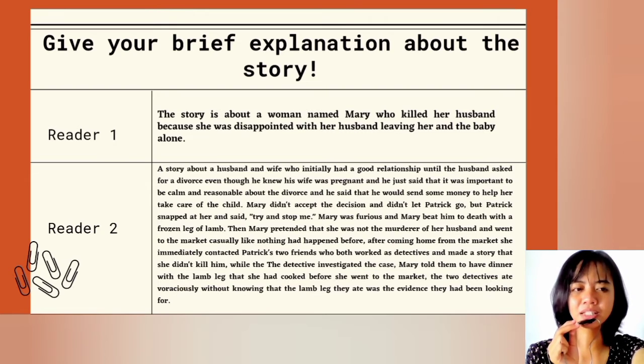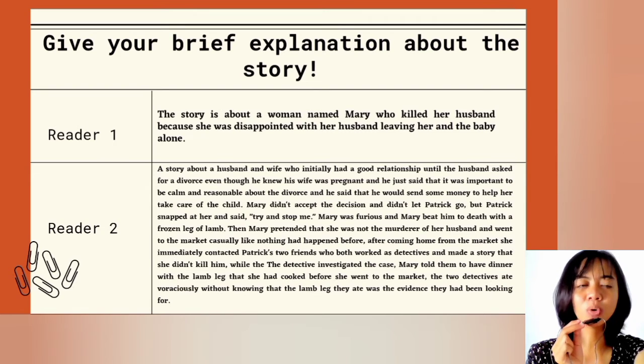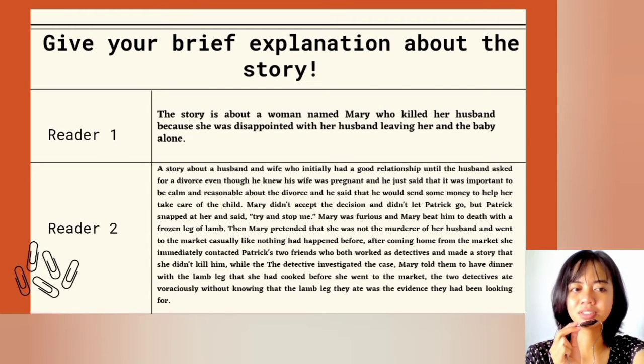she answered a little bit more detailed: a story about a husband and wife who initially had a good relationship until the husband asked for a divorce, even though he knew his wife was pregnant, and he just said that it was important to be calm and reasonable about the divorce, and that he would send some money to help her take care of the child. By hearing this, Mary didn't accept the decision and didn't let Patrick go. Patrick is the name of the husband, but Patrick snapped at her and said, "Try and stop me." Mary was furious, and Mary beat him to death with a frozen leg of lamb.